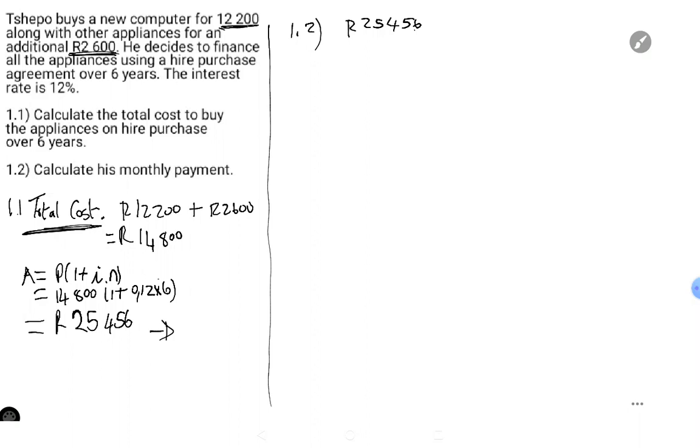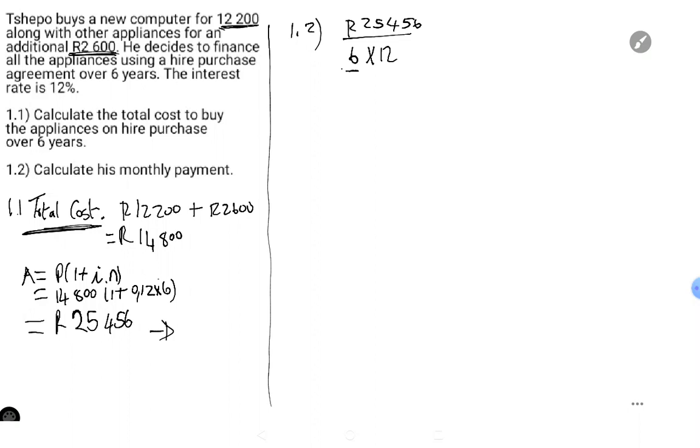Because you just need to think. So think about this. Monthly payment. How many months are there in a year? There are 12, right? And now they've given us a period of 6 years. So if you're paying over a period of 6 years and there are 12 months in a year, that means you need to take your total amount divided by 6 times 12.